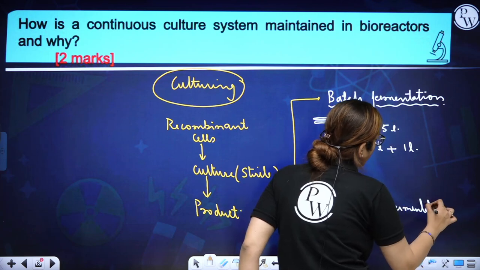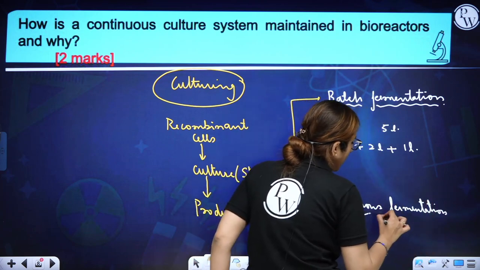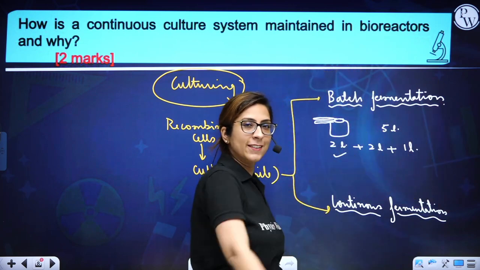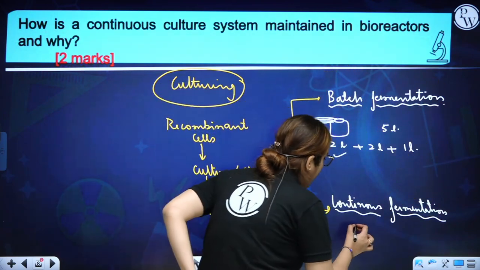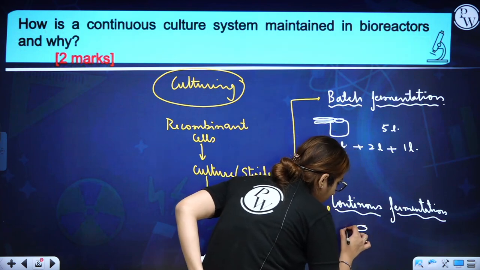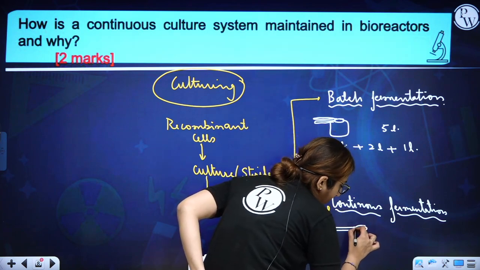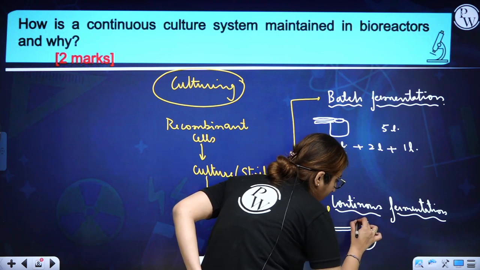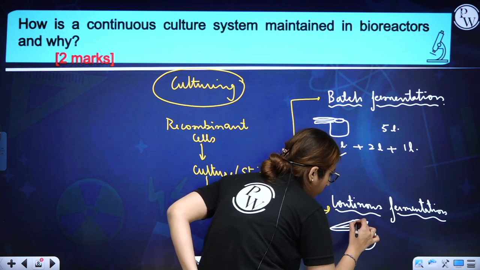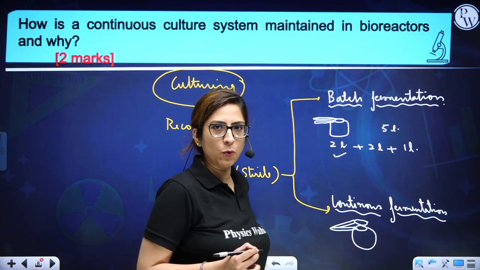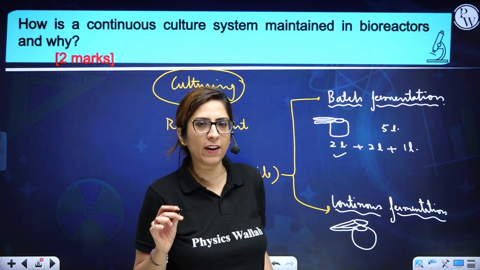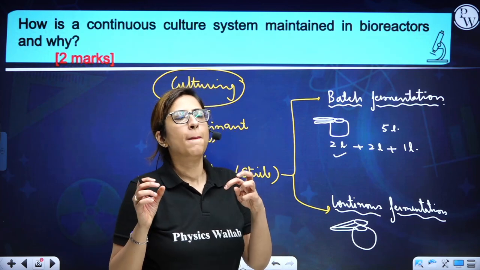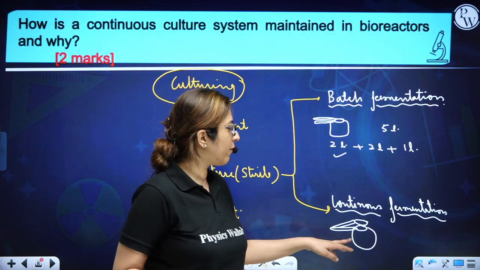What do you mean by continuous fermentation, guys? Now suppose again I have a very intelligent mechanism. Like I have this cooker, a pressure cooker. Sorry for the bad drawing again, guys. I hope it looks like a cooker. Now, I have this pressure cooker and I need to cook 5 liter of a food, a particular thing or a porridge or whatever I am making.